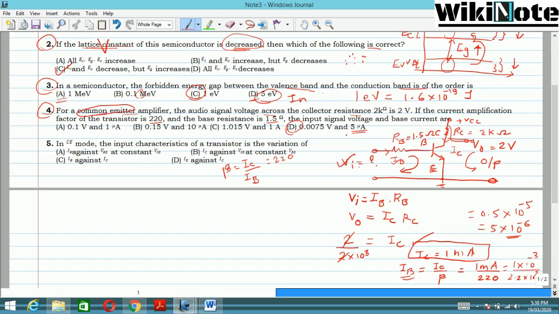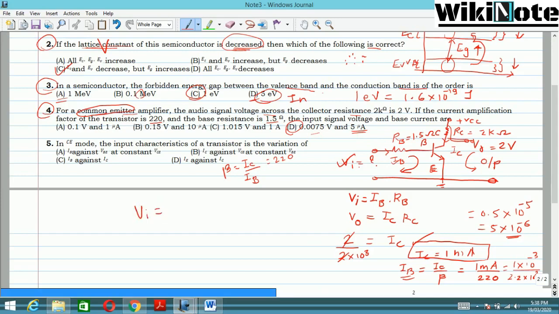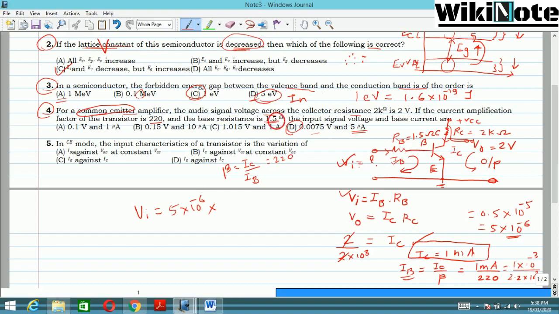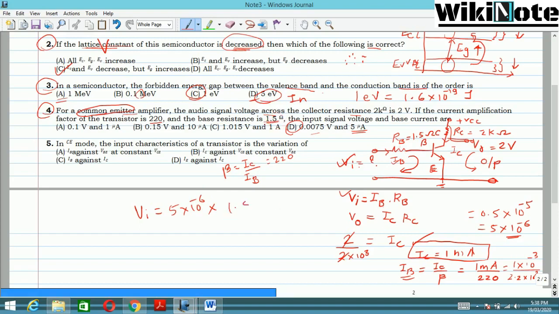But if 5 microampere had also been given elsewhere, then how to calculate the input voltage? Input voltage is very simple now. As stated earlier, VI is equal to base current multiplied by RB. You know the value of the base current now, which is 5 into 10 raised to minus 6. And what is the value of RB? Is it mentioned, the base resistance? Yes, it is mentioned, 1.5 ohm. So 1.5 into 5 is 7.5.